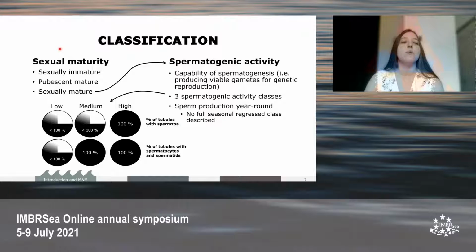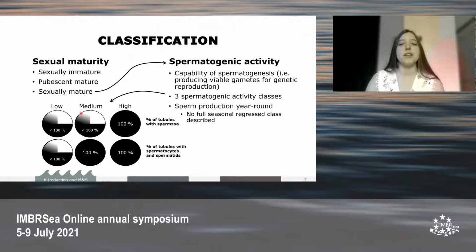The first system was based on maturity, which was based on the presence of specific spermatogenesis stages, and other criteria like the presence of lumen, as described by my supervisor in her previous work. We had 3 classes: immature, pubescent, and mature. Sexually mature individuals were then further classified into spermatogenetic activity. This is based on the proportion of testes that were actively producing sperm, so had the capability of spermatogenesis, i.e. were producing viable gametes for genetic reproduction.